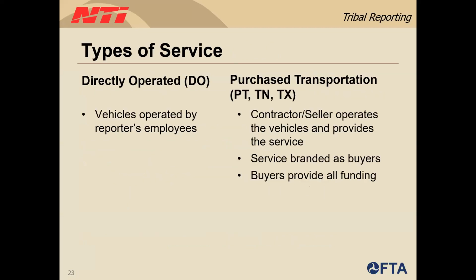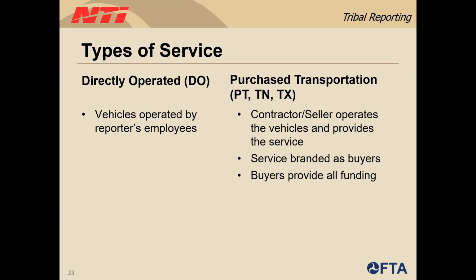All right, moving on to type of service. So we're talking about the modes, and now we're talking about the type of service. Currently in NTD, there are 2 main types of service: directly operated and purchased transportation. Directly operated is when the service is operated by the agency and uses the agency's employees. Purchased transportation, on the other hand, is when vehicles are operated by the seller's employees and the service is branded as the buyer's. The buyer is paying the full cost of the service. So you're paying for everything that service is doing for you.